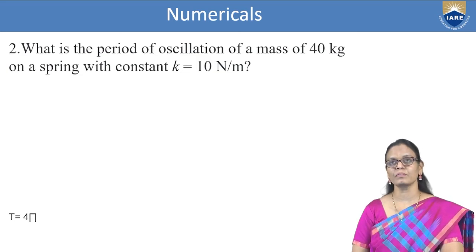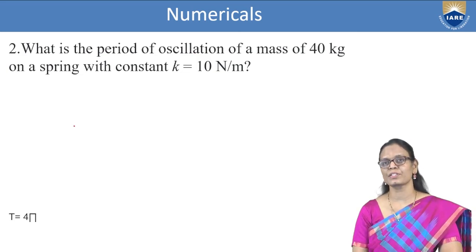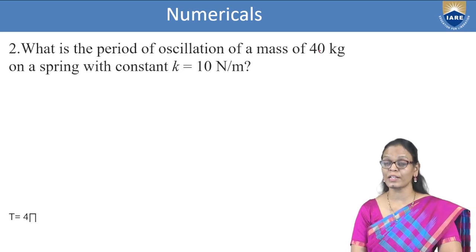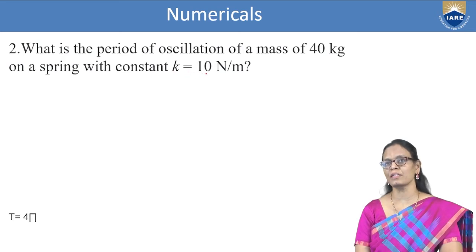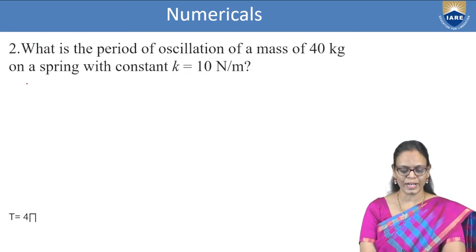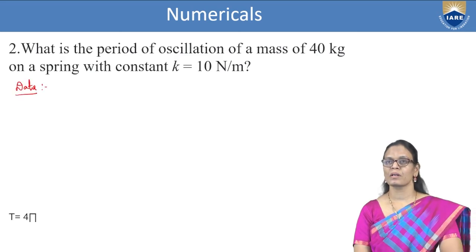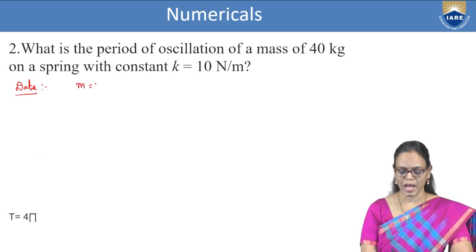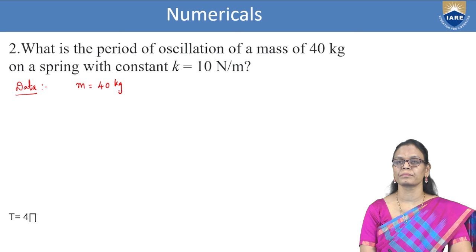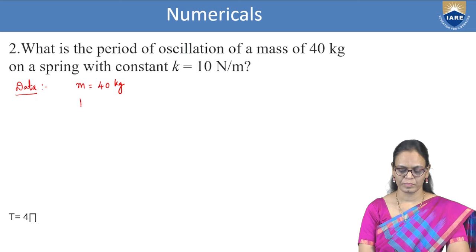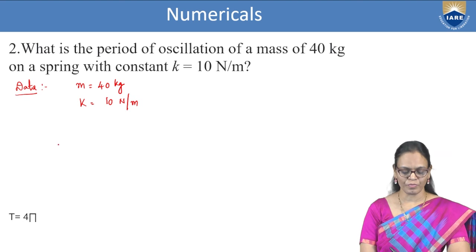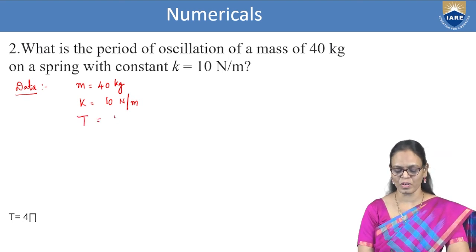Now coming to the second one. What is the period of oscillation of a mass of 40 kilograms on a spring with a spring constant K equal to 10 Newton per meter? So first we'll write the data. What is given we'll write, and then we will find out. We are given the mass as 40 kgs. We are also given the value of K, 10 Newton per meter. We have to find the period of oscillation.